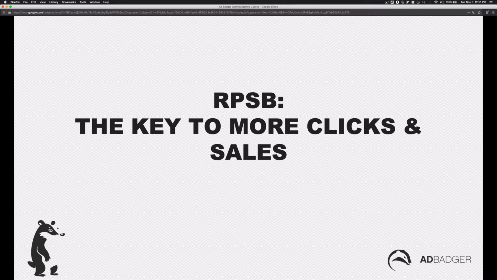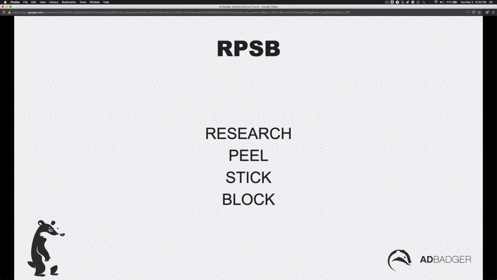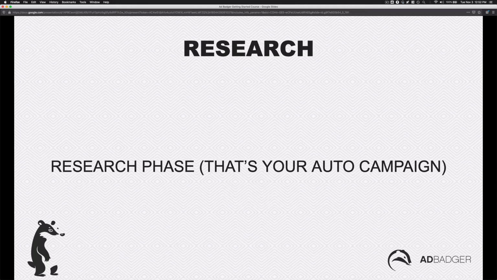So here at Ad Badger, we really advocate something called RPSB. It stands for Research, Peel, Stick, and Block. And what Research, Peel, Stick, and Block does is it really lays the groundwork for pretty much any strategy you would read out there on the internet. It's essentially the key to get more clicks, more sales at a better target. So again, RPSB stands for Research, Peel, Stick, and Block.